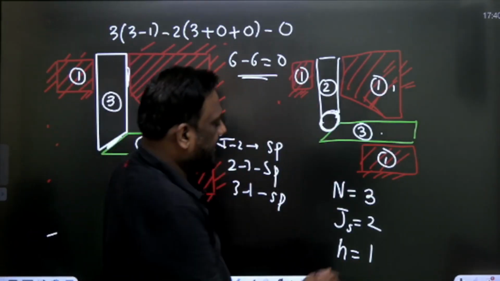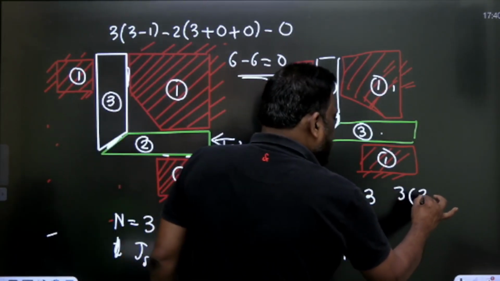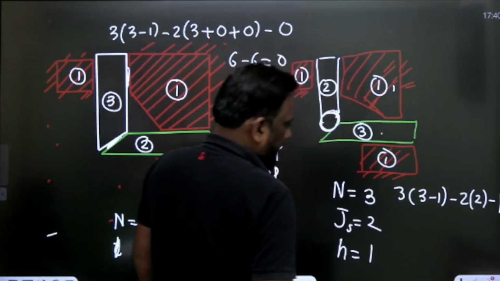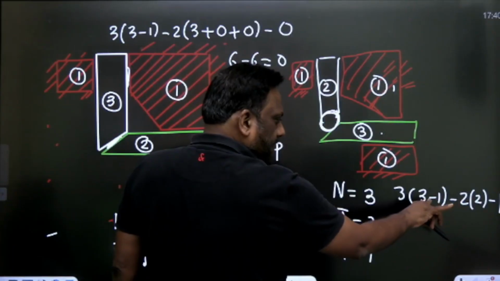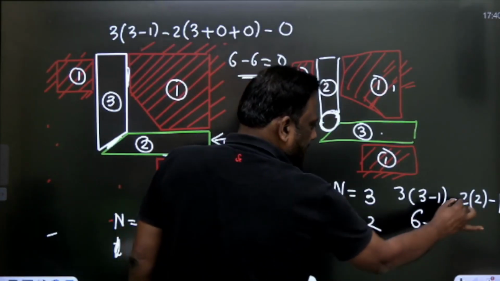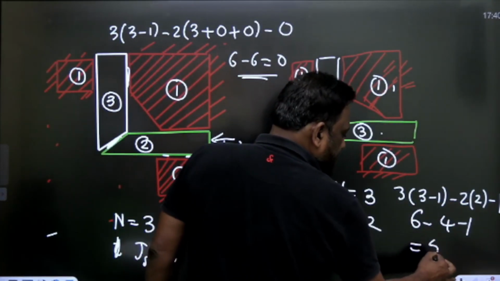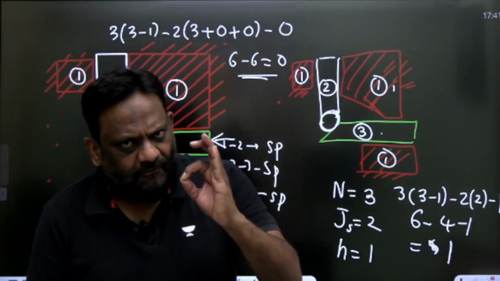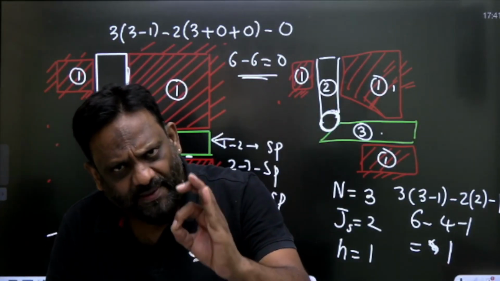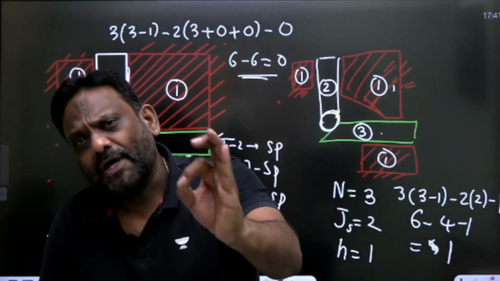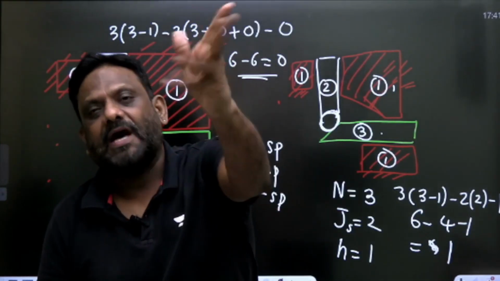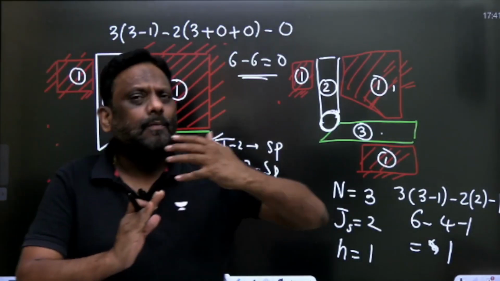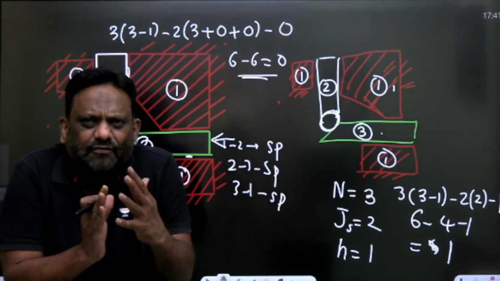Now, let us calculate the degree of freedom. 3 into n minus 1 minus 2j minus higher pair, which is 1. So this is 6 minus 4 minus 1. Yes, it is 1. Absolutely. So the explanation given to this is whenever the lower pair is replaced with a higher pair without changing the motion, you have to use higher pairs. That is the explanation.